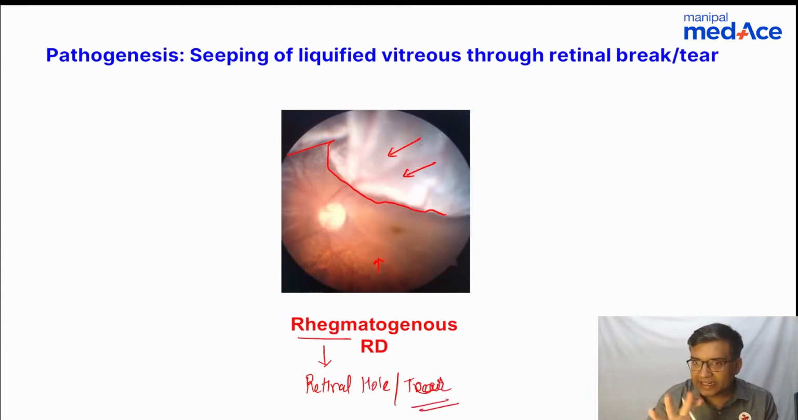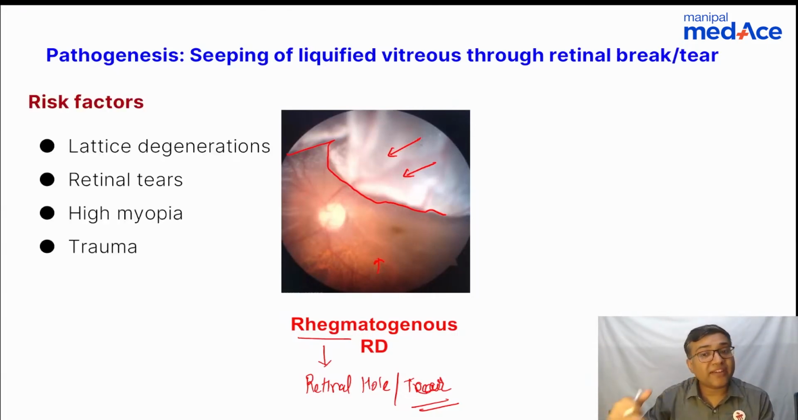Okay, now the second important question that they ask about rhegmatogenous retinal detachment is the various risk factors. All the conditions which can cause a retinal hole or a break in the retina can cause a rhegmatogenous retinal detachment. So lattice degeneration, retinal tears, patients with high myopia because there would be a thinned retina there, or trauma when there is a vitreous movement. So these all are the risk factors for rhegmatogenous retinal detachment.